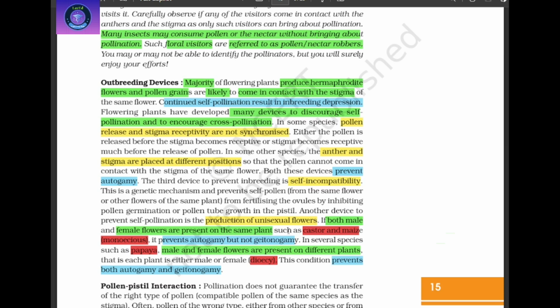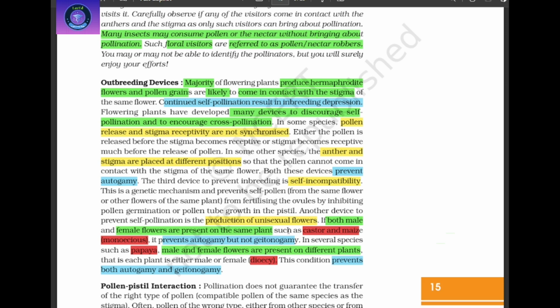Monoecious is a bisexual plant, but it can possess unisexual as well as bisexual flowers. Examples are castor and maize. Okay. So what happens in monoecious? Monoecious prevents autogamy but not geitonogamy and xenogamy. It prevents autogamy because pollination cannot happen within the same flower but happens in the same plant. That is the main thing.